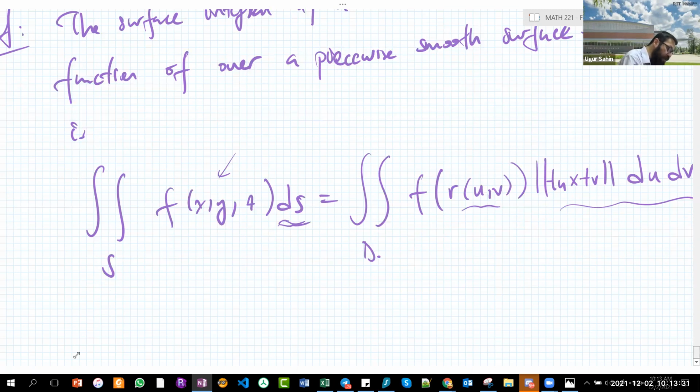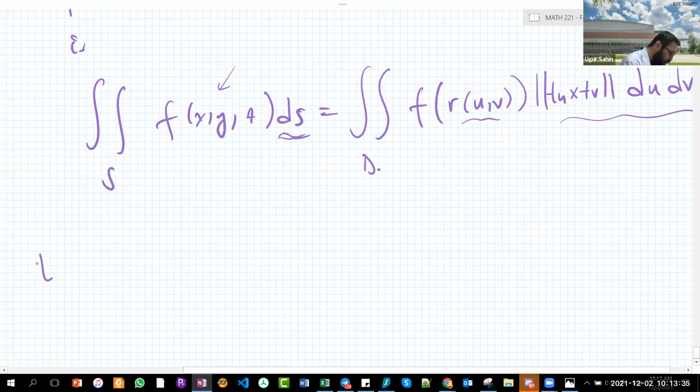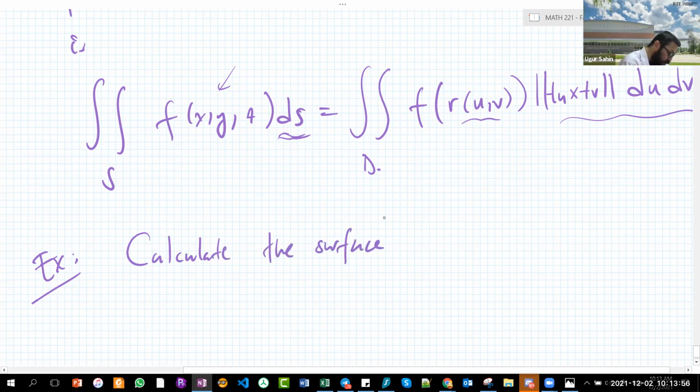All right, let me show you first the computational example. Then I'm going to show you a nice real world example. We are going to calculate the mass problem when you are given the density. Why do you need to use the surface integrals? So first, calculate the surface integral, and then let me show you how you can use the formula.